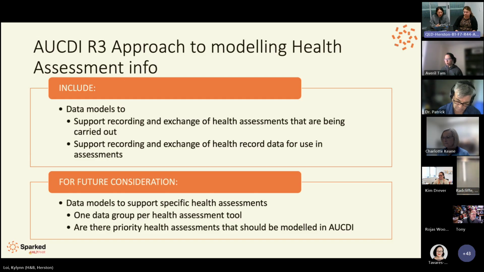So what I'm looking at, and then I'll ask for any questions in a second. The approach that we put to the group was to include data models to support the recording and exchange of health assessments that are being carried out. So that assessment name and a completion date, and to support the recording and exchange of health record data for use in assessments. In the future, we will look at specific data groups for health assessment tools, and also look at which ones are priority that we should look at modelling in AUCDI.